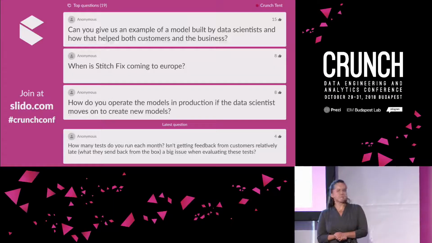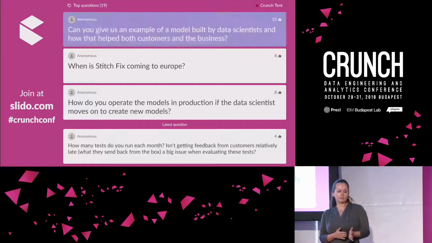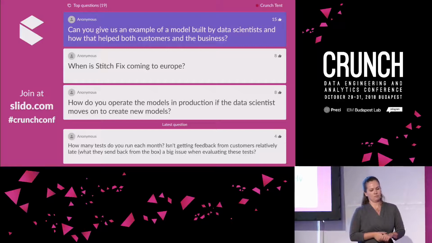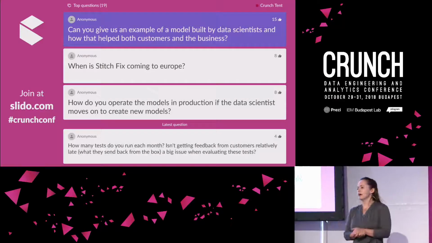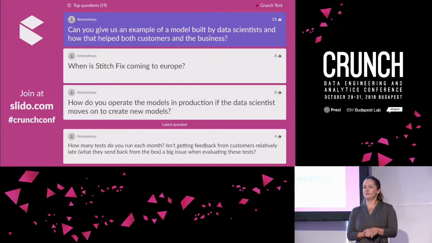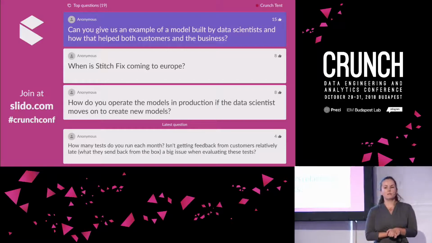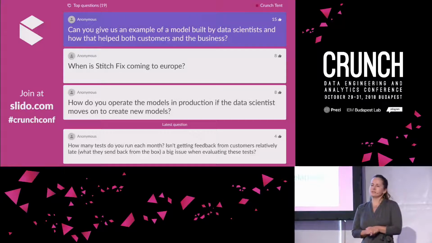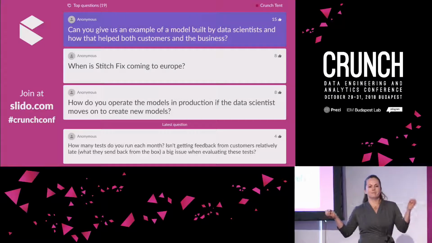Let's do one last question. Can you give us an example of a model built by data scientists and how that helped both customers and the business? Sure. Let's talk about the items that we don't sell, right? So we have models of what items we need to clearance from our warehouses. When you think about clothing items, there's the SKU, which is at an item level. So for a particular style and a particular size, you have a SKU. For certain style variants, that's generally what we want to clearance.